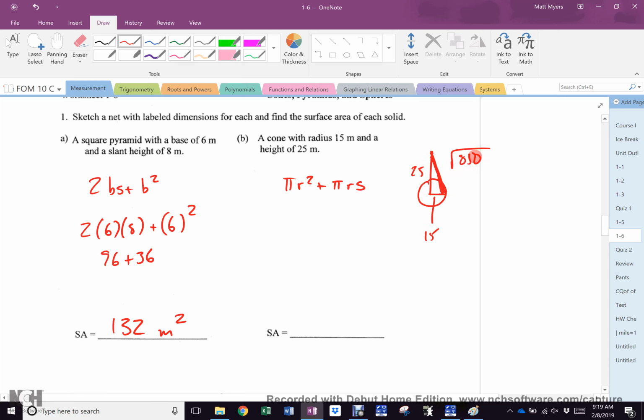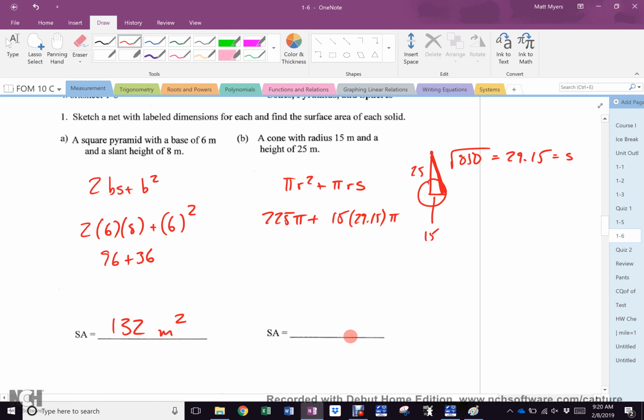Now, if you square rooted 850, you got somewhere in the neighborhood of 29. Okay, thank you. This was 29 point, who cares? 15? Okay, so now you have your slant. So now you can go to here and put in your slant and get the right answer, which is 225 pi plus 15 times 29.15 times pi. Then you would add it up.